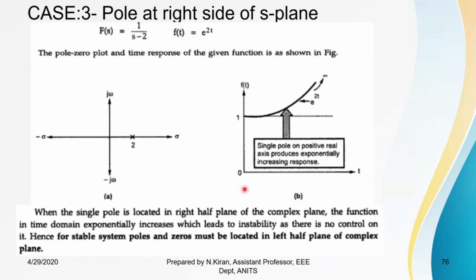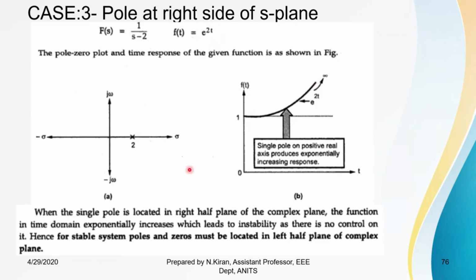Next, the third case is when the pole is on the right hand side. That is represented by 1 by s minus 2. So here the s value will be plus 2, and the pole is located on the right hand side of the s-plane. On inverse Laplace, this gives e power 2t. The exponential term is positive, which indicates that the response is exponentially increasing.